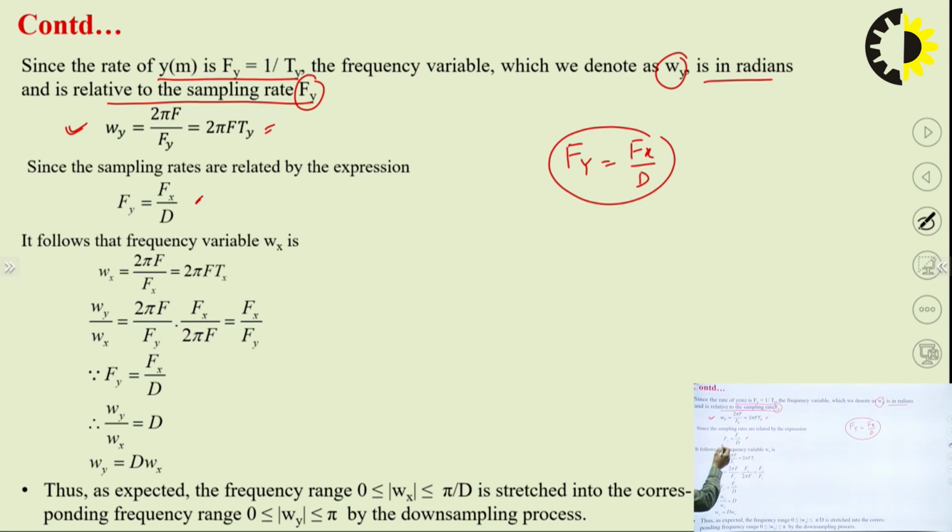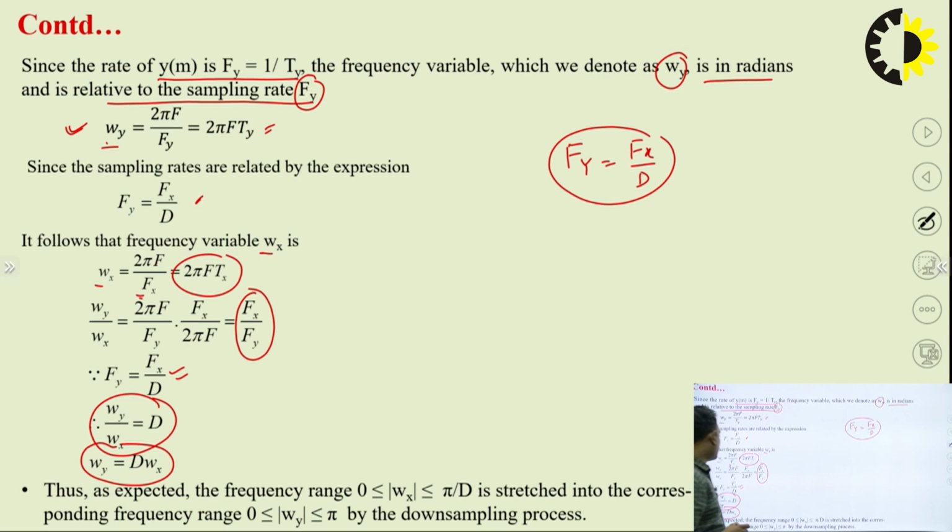Now if we want to calculate wx, small wx, this will become 2 pi F by Fx. Okay, this you can write as 2 pi F times Tx. Now we will take the ratio of wy by wx. So you can write it like 2 pi F by Fy into Fx by 2 pi F. So 2 pi F cancels. So this will become Fx upon Fy. Since we know Fy equals Fx by D, wy upon wx will be equal to, if you see, Fx will be Fy times D. So this is nothing but D, or wy equals D times wx.